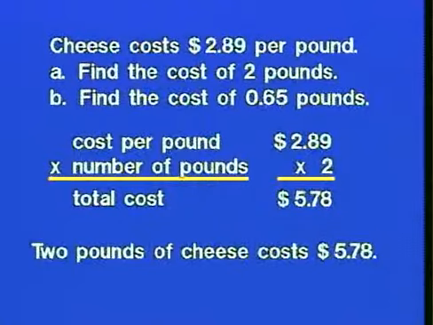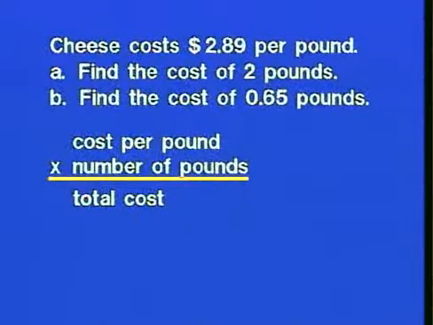Now, the reason I put this problem into the mix is because of the B part. It says find the cost of 65 hundredths pounds of cheese. You see, there, usually we have problems in this arena where we're given some whole number of pounds. Well, it doesn't make any difference whether you're given a part of a pound or some whole number of pounds or some mixed number of pounds. It really doesn't make any difference. The idea is exactly the same.